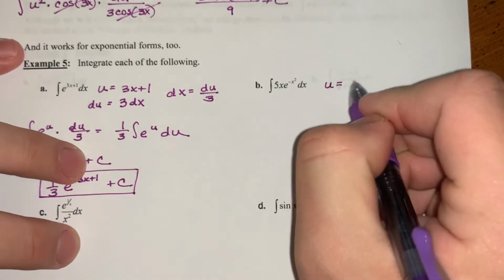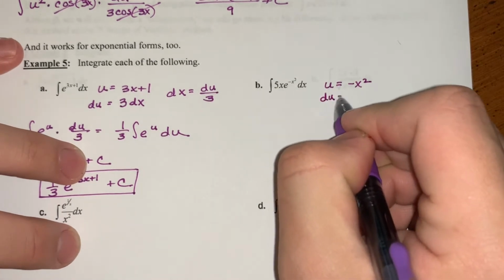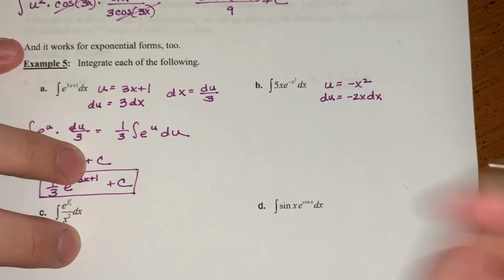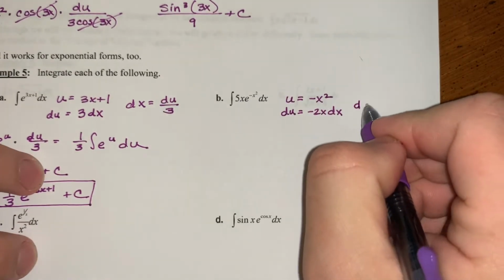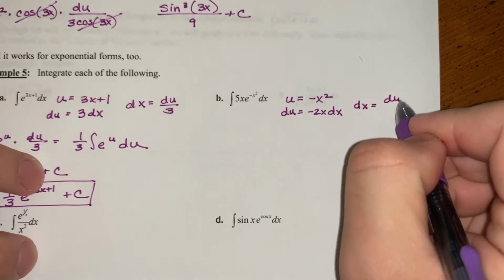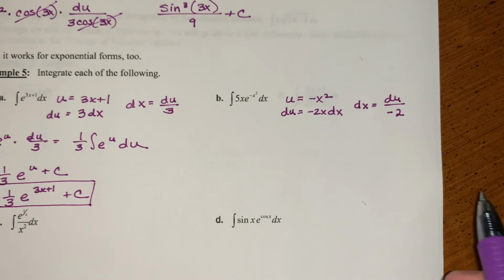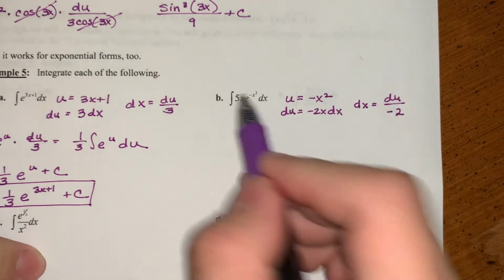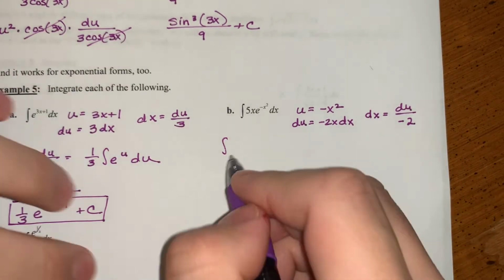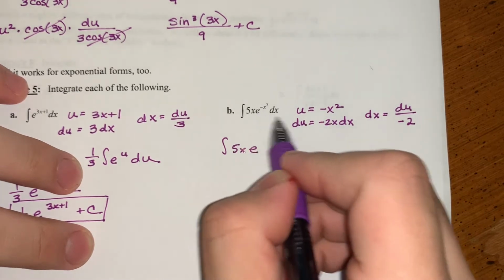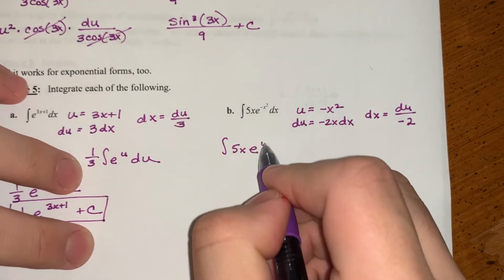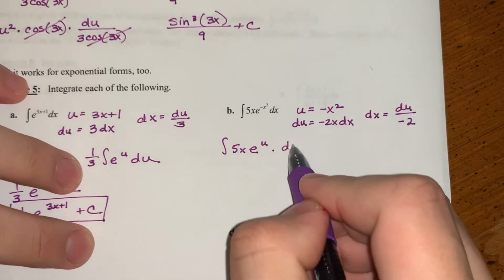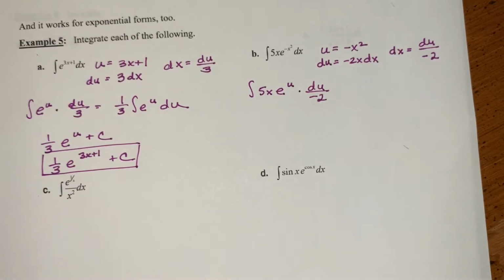We have u is equal to negative x squared, du would be equal to negative 2x dx, right? I'll get dx by itself over on this side. I have dx is equal to du over negative 2x, right? So now that I did all this work, I'm going to do all of my substitutions back into the original. So I have the integral of 5x e, and then negative x squared is now our u, times dx, right? But dx now is du over negative 2x.